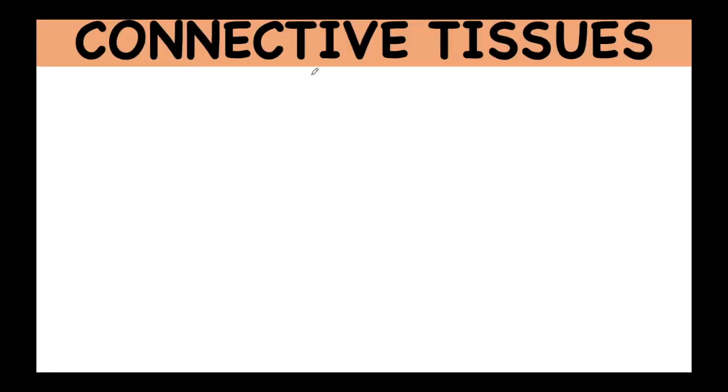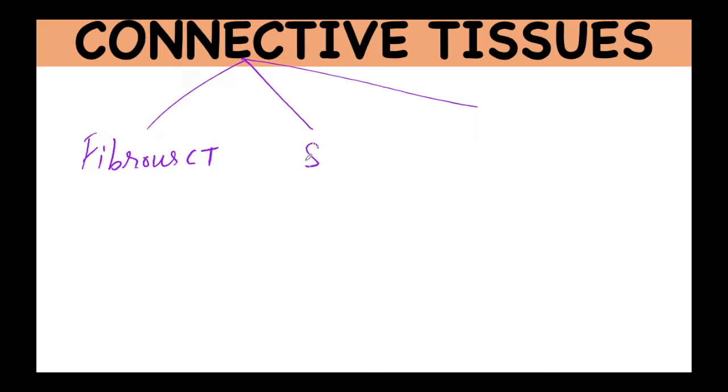So connective tissues. Before moving forward, let me tell you why they are known as connective tissues. They are known as connective tissues because they connect various organs and tissues together. And connective tissues are divided into three main types. Number one, fibrous connective tissues, supportive connective tissues, and fluid connective tissues.